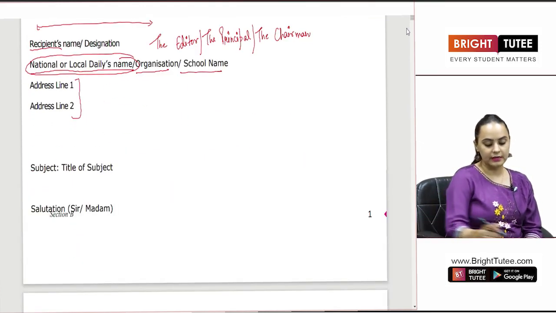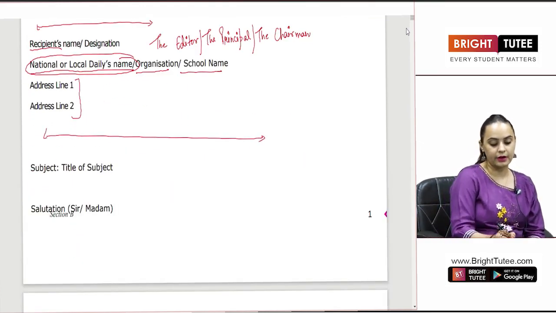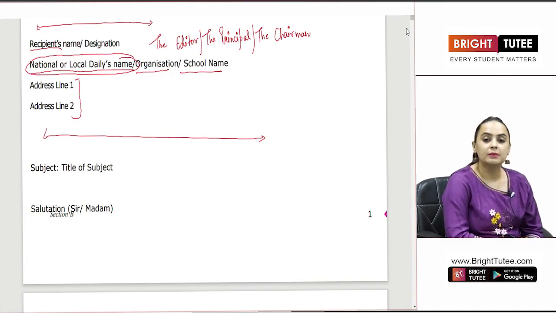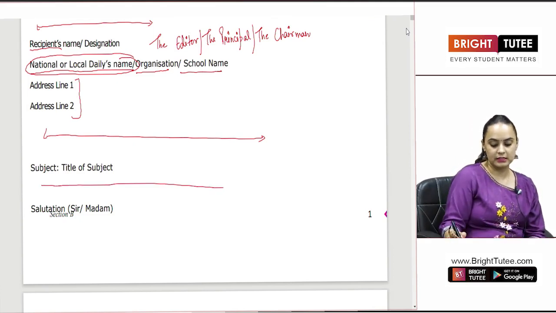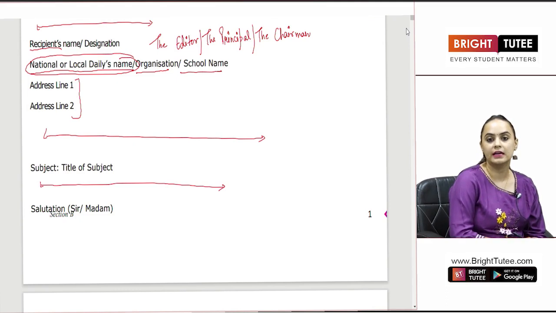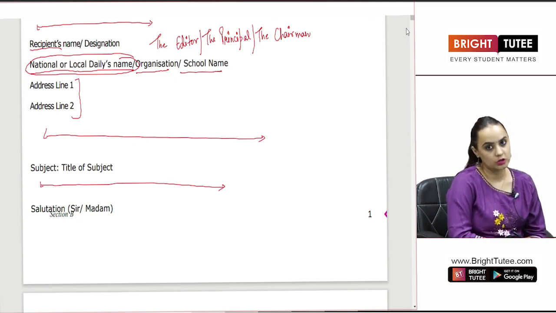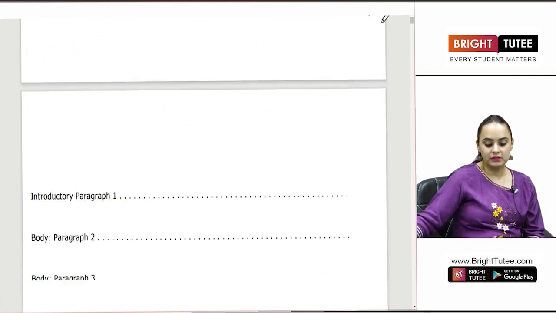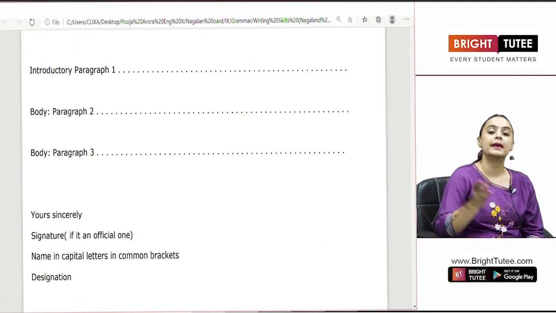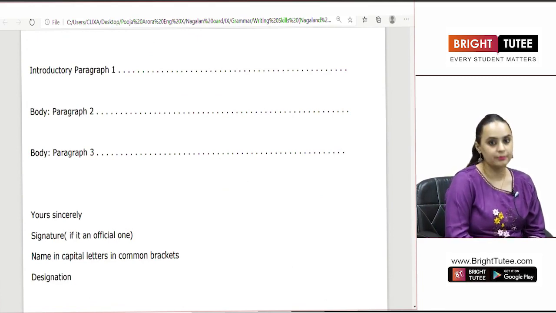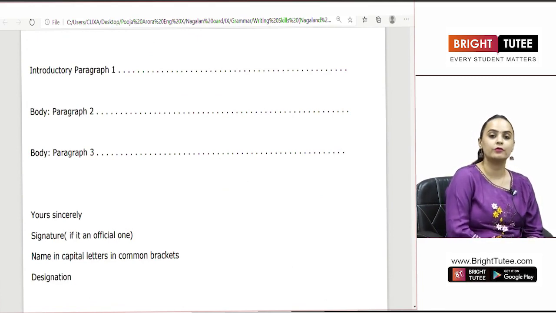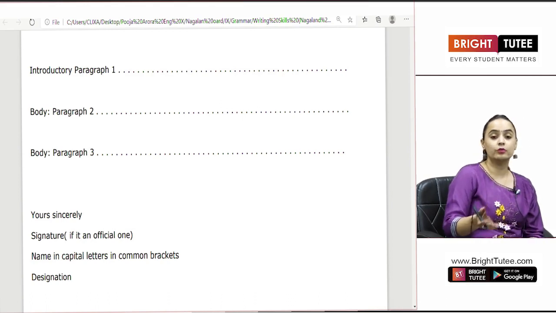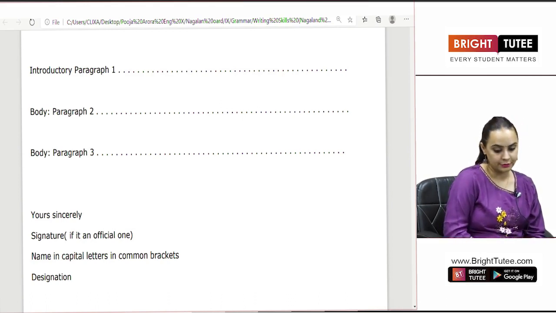Then again we leave a line and we write the subject. Subject refers to the reason why you are writing a letter to the concerned person. After writing the subject, we again leave a line and we write the salutation. Salutation means sir or madam. There was a time when we had to write respected before sir or ma'am, but now we do not do that. We only write sir or madam.